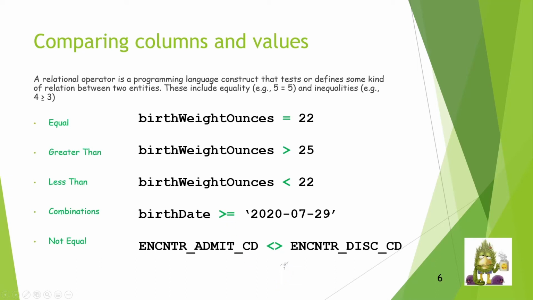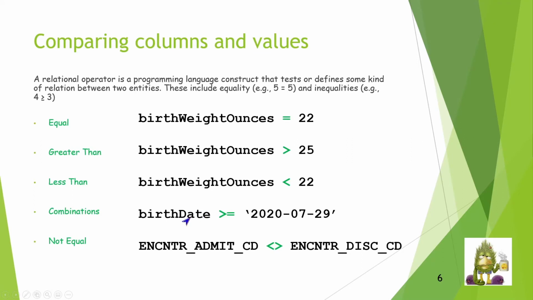The standard not equal is the less than sign and then the greater than sign. Someone decided that was the best way to do it. Some databases have other alternatives for not equal as well as for some of these, but these are the basic ones and the ones that I always use. So what I can do is I can compare a column to a value, either a numeric or a string.